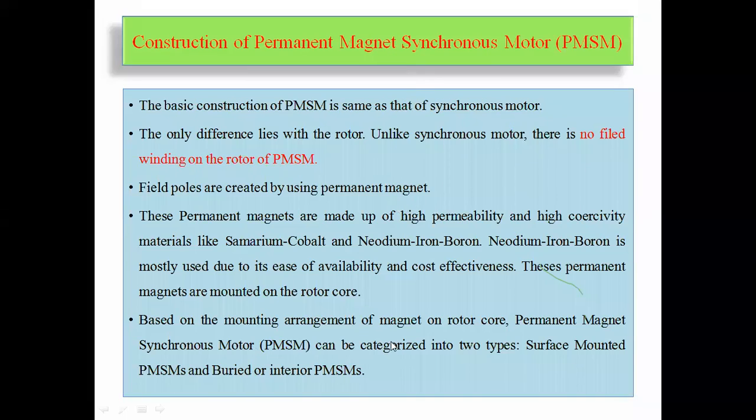Based on the mounting arrangement of the magnet on the rotor core, the permanent magnet synchronous motor can be categorized into two types: first, the surface mounted permanent magnet synchronous motor, and second, the buried or interior permanent magnet synchronous motor. The important point is that there is no field winding on the rotor side of this permanent magnet motor.